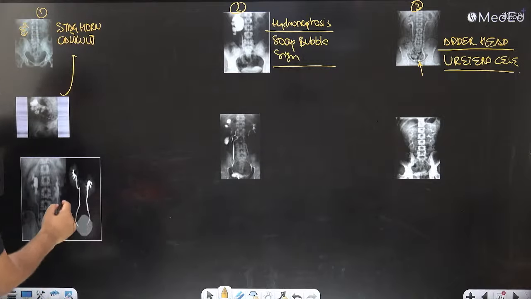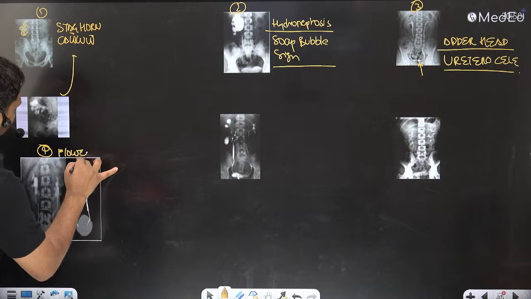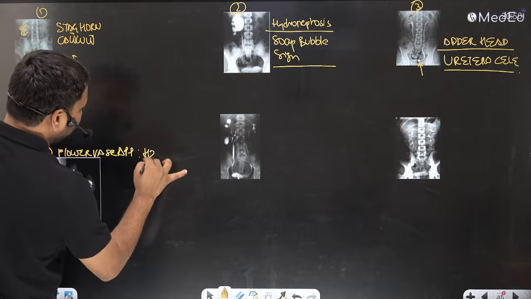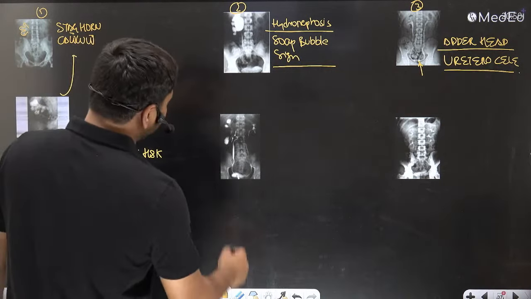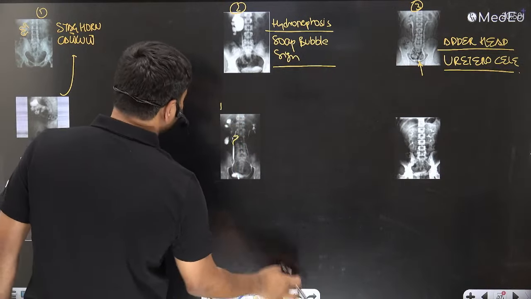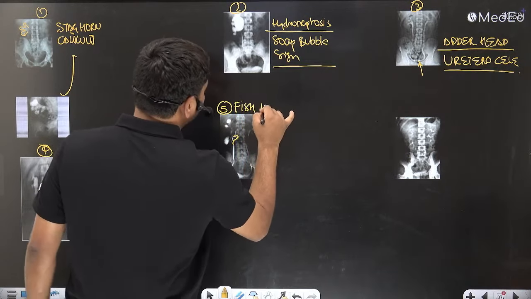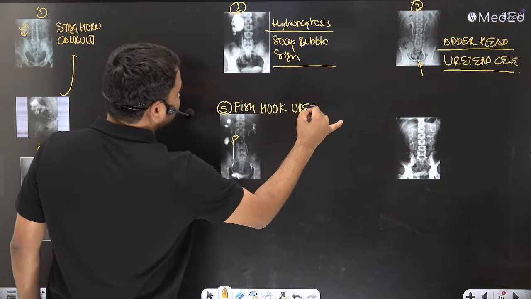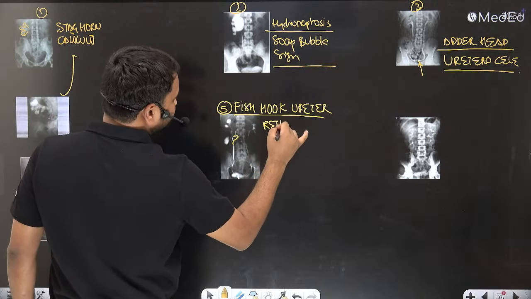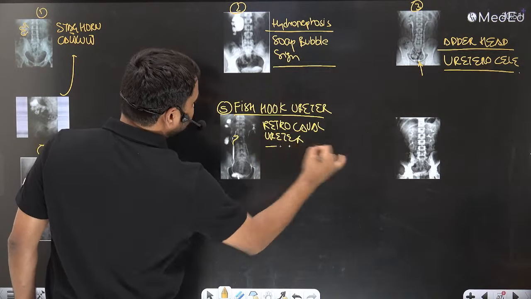Now here you can see it is your classical flower vase appearance. Where do you see your flower vase appearance? The flower vase appearance will be seen in horseshoe kidney. You can see this is your hooking of the ureter, and this is what we call the fish hook ureter. Now this fish hook ureter is seen in retrocaval ureter, where the ureter is encircling the IVC.